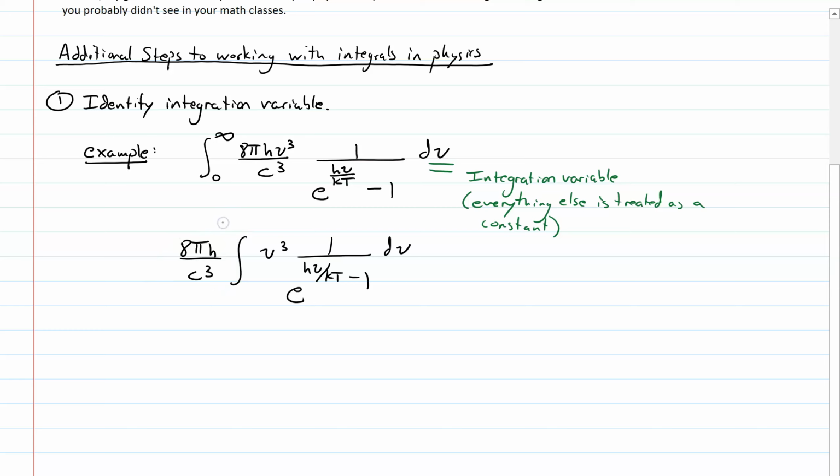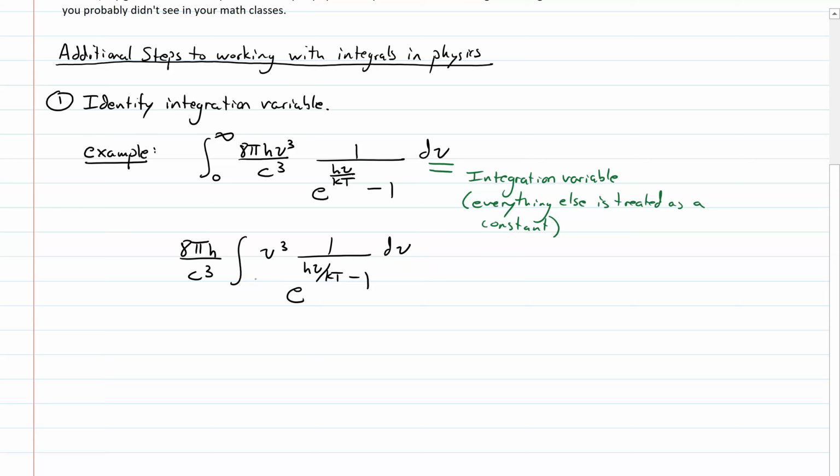I cannot bring anything which has nu in it outside of the integral. I cannot bring this outside because it depends on the integration variable. I can only bring constants which don't depend on the integration variable outside. This is a common mistake that I notice. A lot of times students will bring this whole thing outside, but you can't do that. If it depends on this integration variable, it has to stay inside the integral. If it doesn't depend on the integration variable, you can bring it outside.